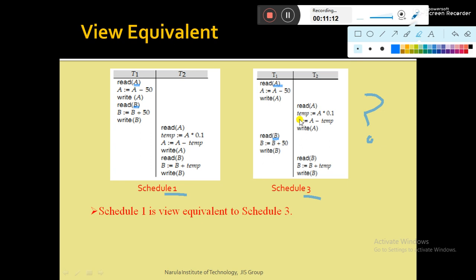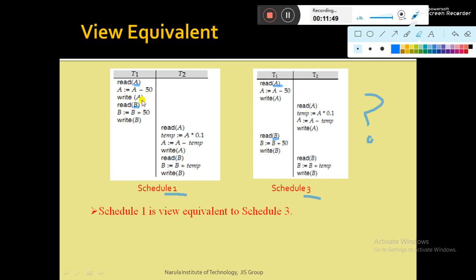Next, let's check condition 3, which is just the opposite of condition 1. Condition 1 is the initial read; the opposite of initial read is the final write operation. Condition 3 states that if in schedule S the transaction finally performs the write Q operation, the same transaction should perform the write Q operation in schedule S prime also. So let's check whether condition 3 is satisfied or not.